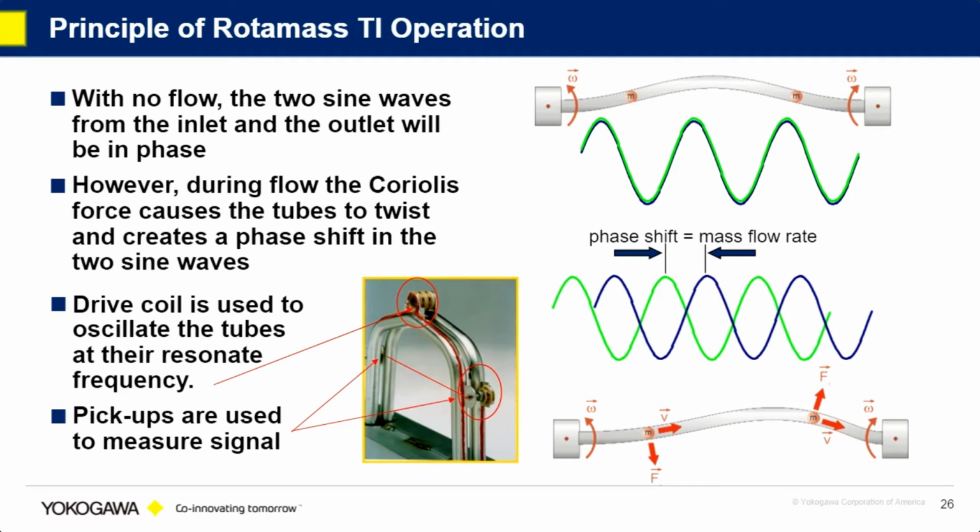So if we fill the flow tube with a liquid and we close it off, put valves on each side, the pickups will have a sine wave that's in phase with each other. But the minute that we open those valves up and flow starts to flow through the meter, we'll see a phase shift between the inlet and the outlet pickup. And that phase shift is proportional to the mass flow measurement.